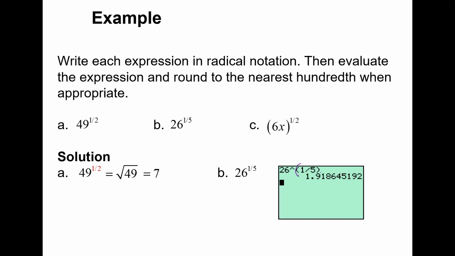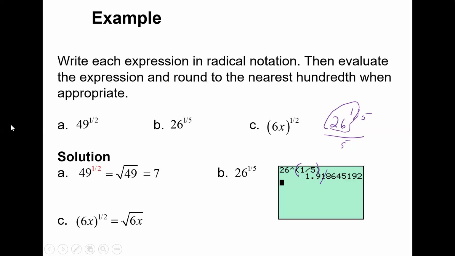Now the key here is we have to put parentheses around the 1 divided by 5, because otherwise, if we take 26 to the 1 divided by 5, it's going to take 26 to the 1 and then divide that whole thing by 5, because that's how the calculator does it. So we have to put the whole power in parentheses to make this work properly. And so to the hundredth, that would be 1.92.